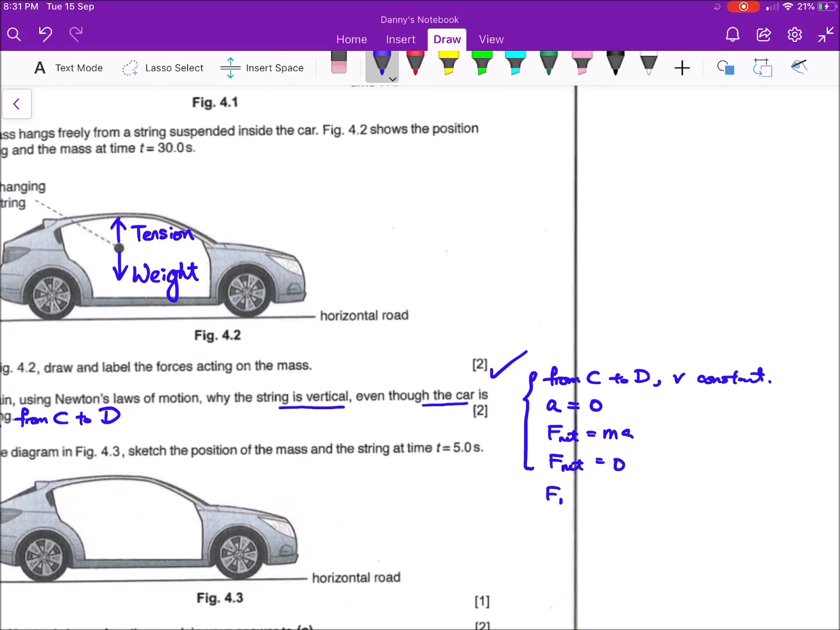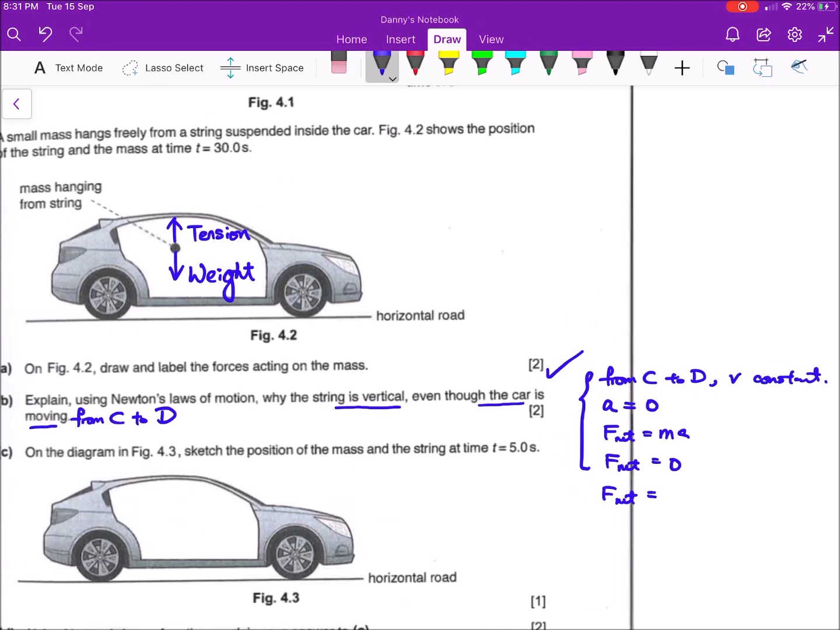So my F net consists of two forces here, right? So my F net consists of W minus T. So now F net is 0, W minus T is 0. I can say that the T and W are exactly the same. So that's it. If T and W are the same, then obviously the string will be vertical, right? It won't move left and right because all the forces acting on it are balanced, right? In order for the string to swing, it has to have a certain horizontal force, right? But F net is zero, so there cannot be any horizontal forces.